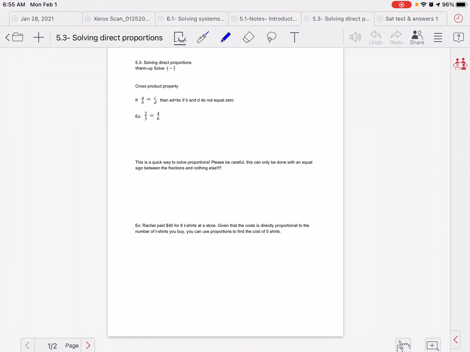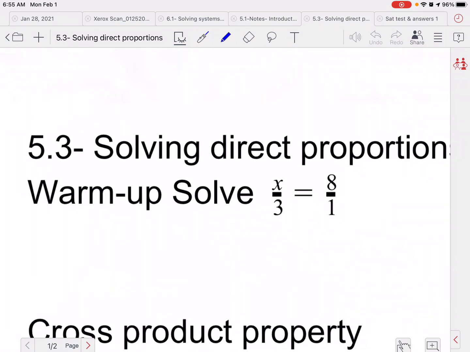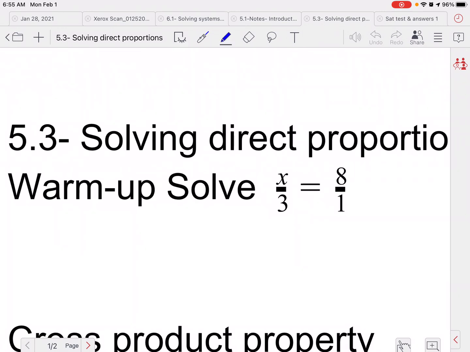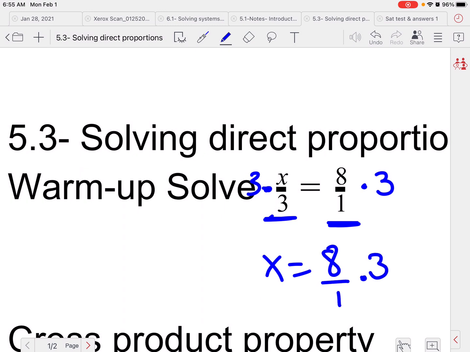Hi guys, welcome back. We're going to continue talking about direct proportions, but there's a special way to solve them. So if you were to say, okay, we have this fraction, x over 3, and we want it to equal 8 over 1, you would say, oh, to get x by itself, I need to multiply both sides by 3, right? So x equals 8 over 1 times 3, so x equals 24.